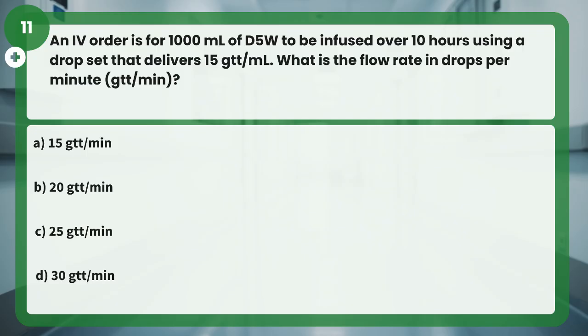Question 11. An IV order is for 1,000 milliliters of D5W to be infused over 10 hours using a drop set that delivers 15 gtt/ml. What is the flow rate in drops per minute, gtt/min? A. 15 gtt/min. B. 20 gtt/min. C. 25 gtt/min. D. 30 gtt/min.